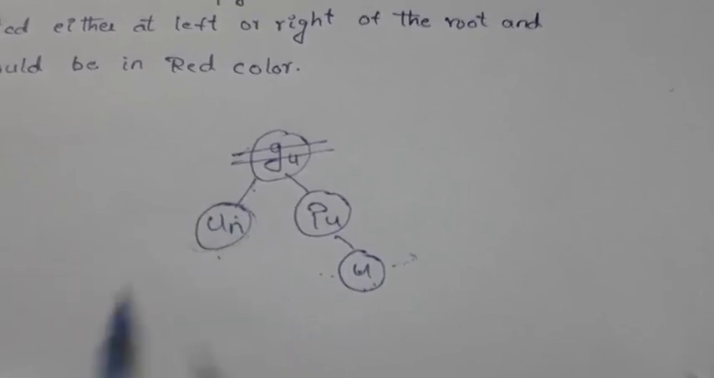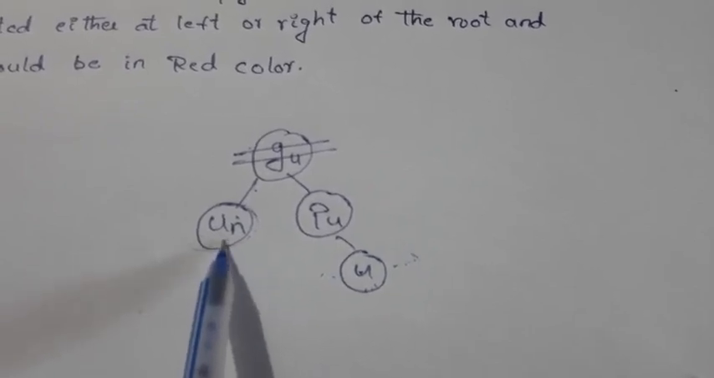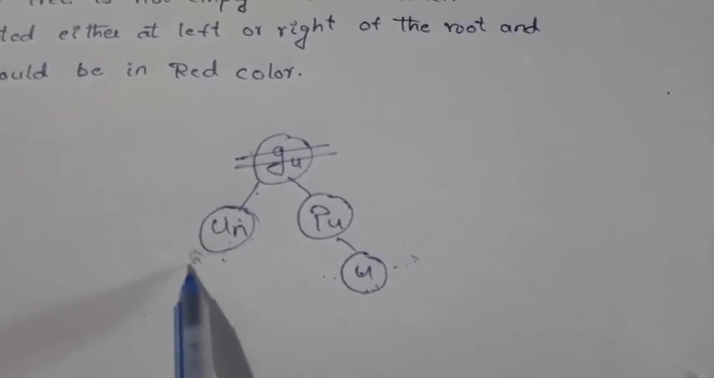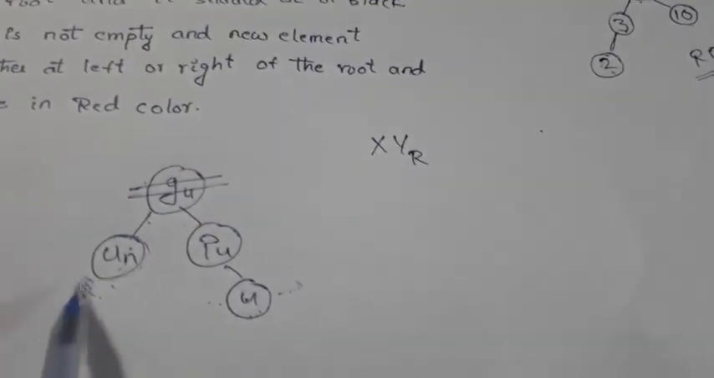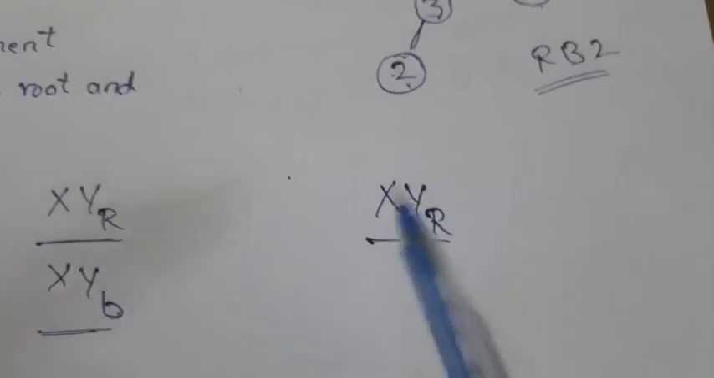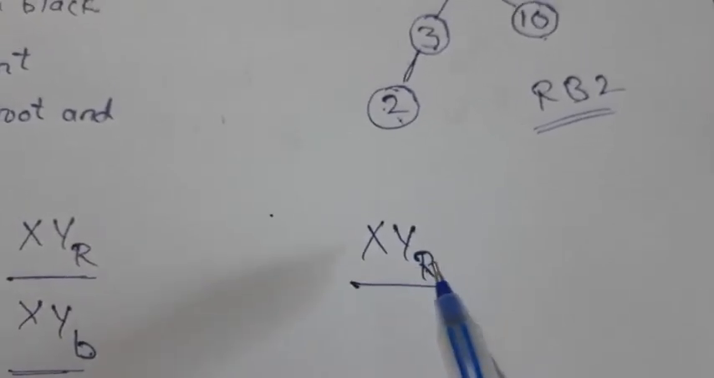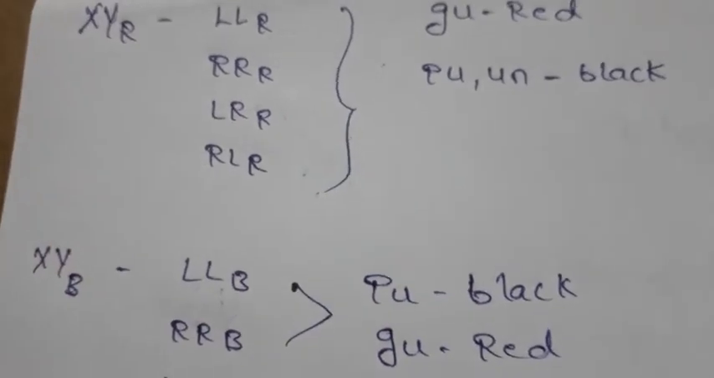So based on the color of this uncle node, here the uncle node color is red. It means it falls under the condition of XYR. If the uncle node color is black, it comes under the category of XYB. So we have to know what XYR and XYB are. XYR: if the uncle node is in red color, there are 4 cases, that is LLR, RRR, LRR and RLR.